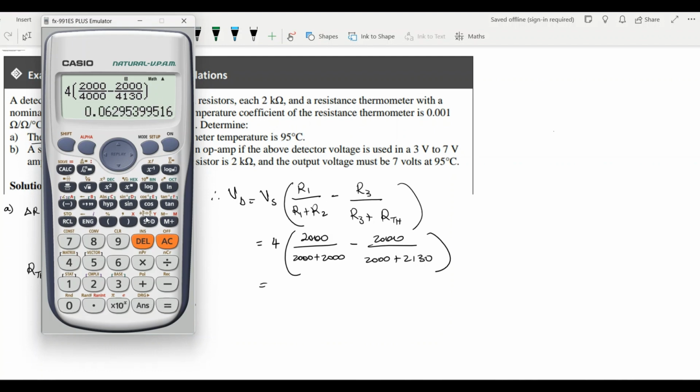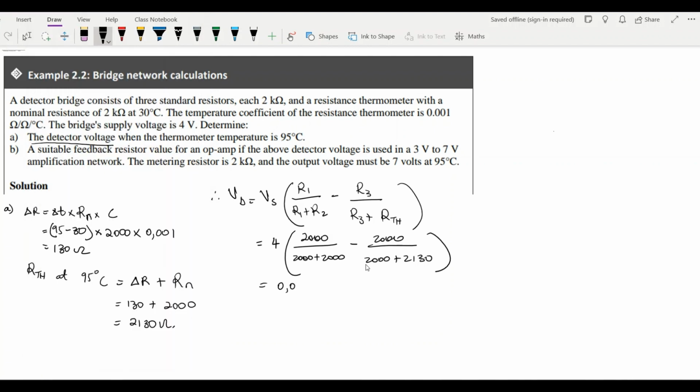This should then be able to give us 0.063 volts. Where am I getting the 4000 here? It is 2000 plus 2000. The 4130 here is 2000 plus 2130. It's math. So this would be 0.063 volts. This is the value of the detector voltage. This equation is available even on your formula sheet.